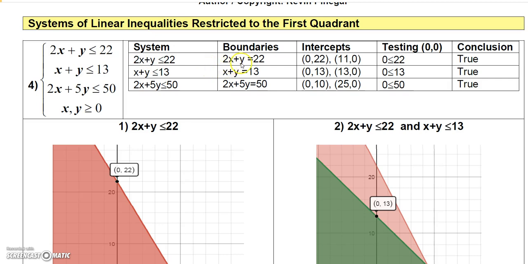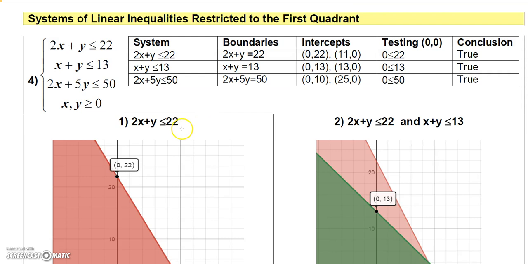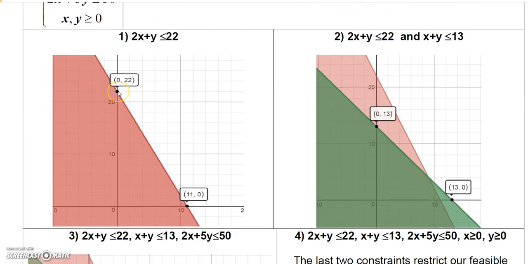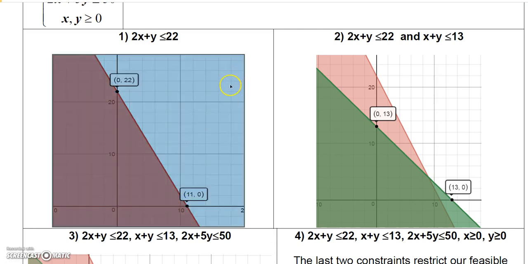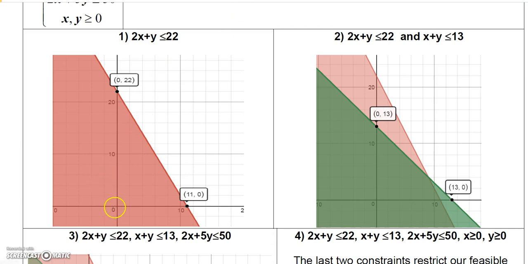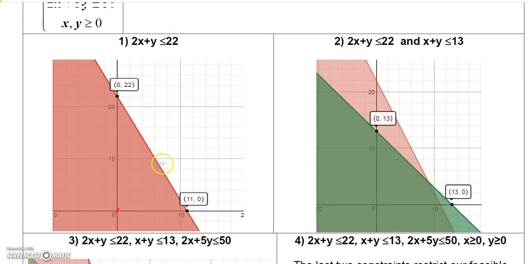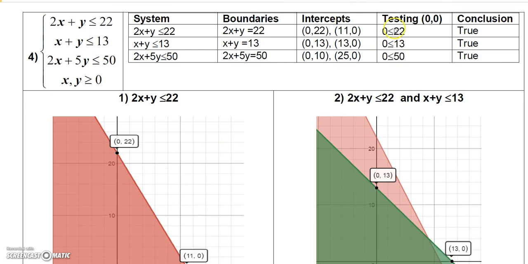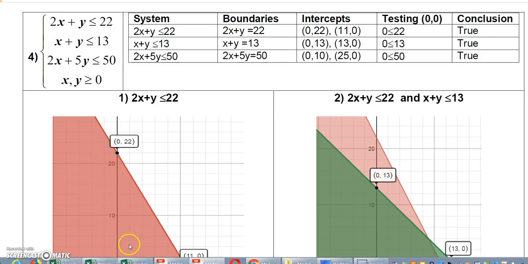So the boundary 2x plus y equals 22. I think you know how to get the intercepts. If x is 0, y is 22. If y is 0, x is 11. So what you would do is draw the line that goes through (0, 22) and (11, 0), and then you would test the origin here. If you test the origin, you actually get a true statement. And so you would shade everything on the same side as the origin.